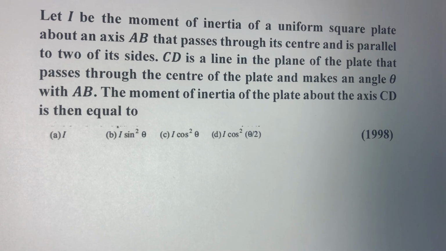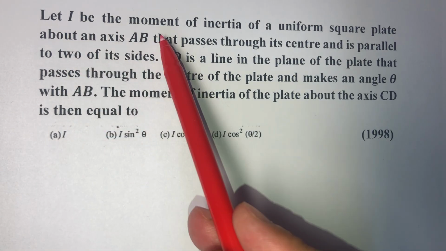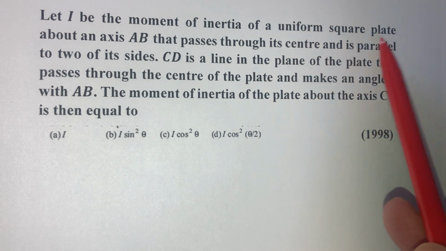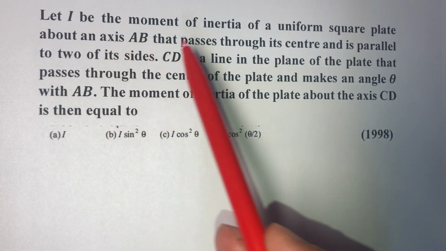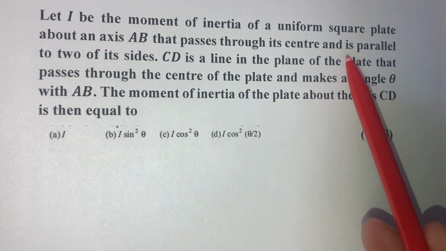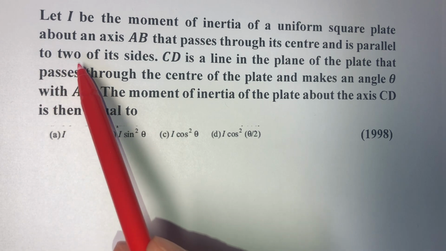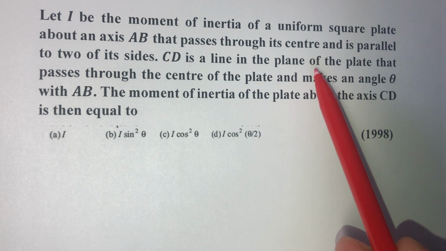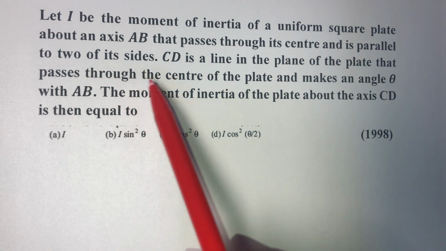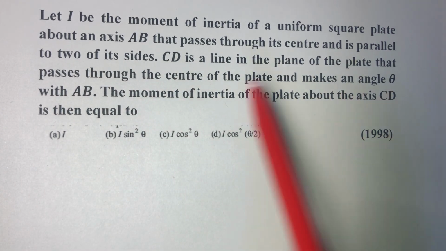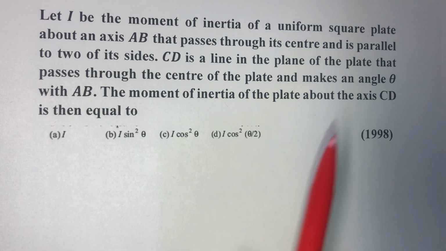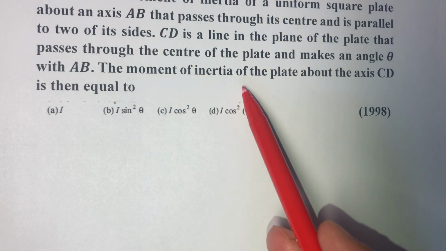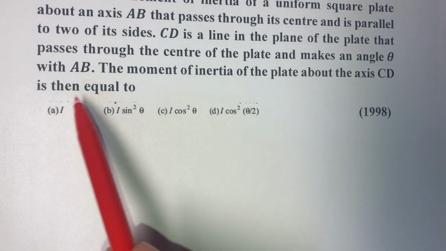Hello friends, today's question. Let I be the moment of inertia of a uniform square plate about an axis AB that passes through its center and is parallel to two of its sides. CD is a line in the plane of the plate that passes through the center of the plate and makes an angle of theta with AB. The moment of inertia of the plate about the axis CD is equal to.